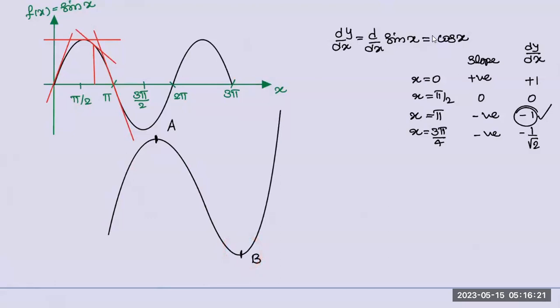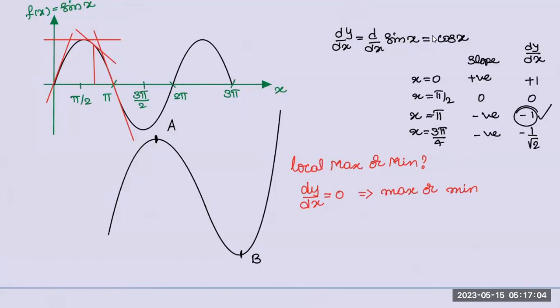What is the property of local maxima or minima? dy by dx equal to 0 is the property of maxima or minima. So if you make dy by dx equal to 0, it will give you maxima or minima. How do you distinguish between maxima and minima? Second derivative, yes, but simple: you put the value, you will understand whether it is maxima or minima.